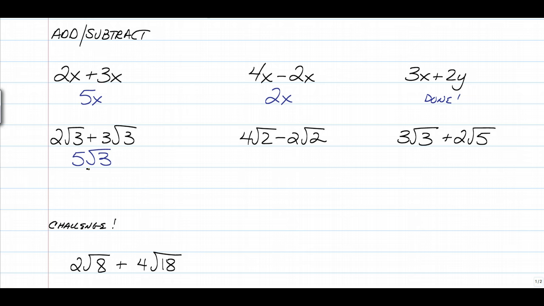So when you are adding and subtracting, you must have the same radical to be able to combine. And when you combine them, you just add the number in front, your leading coefficient. So if you have 4 root 2's and you lose 2 root 2's, that leaves you with 2 root 2's. And finally, if you have 3 root 5's and you add 2 root 5's to it, and you also have 3 root 3's, since they are different radicals, you cannot simplify, so this is just done. That would be your final answer.